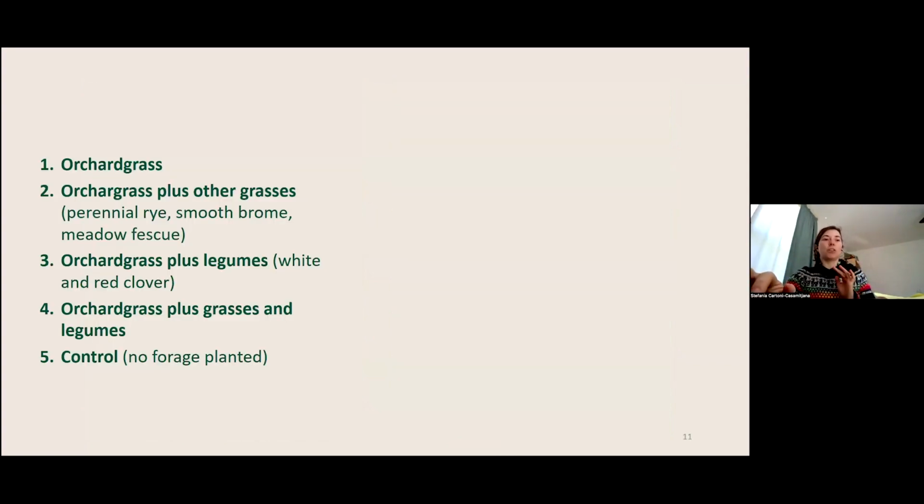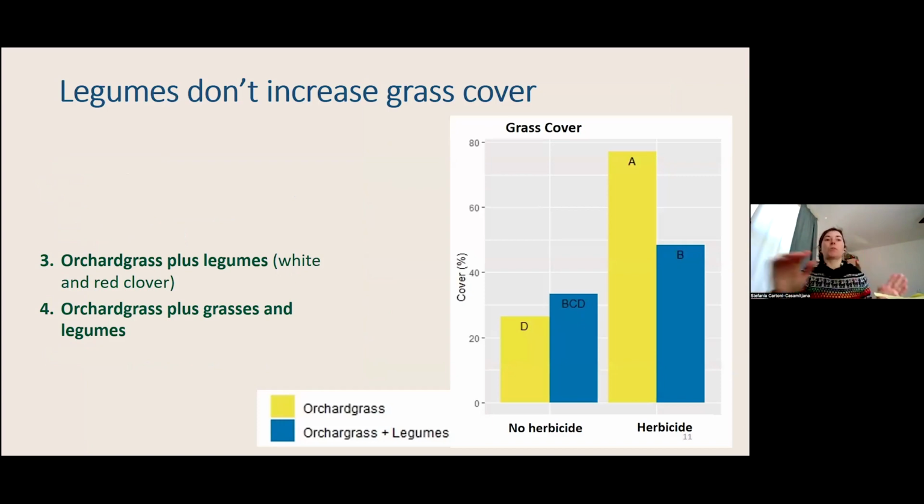And now if we go to the question of legumes, what happens if we have this orchard grass seeding and we add white and red clover, and we compare the orchard grass plus the other grasses with the mix where we add the red and white clover? The results are basically the same. Legumes don't increase grass cover, and in the no herbicide area, we saw that the grass cover was the same. But in the herbicide area, when we added legumes, we saw a decrease in the cover of grasses.